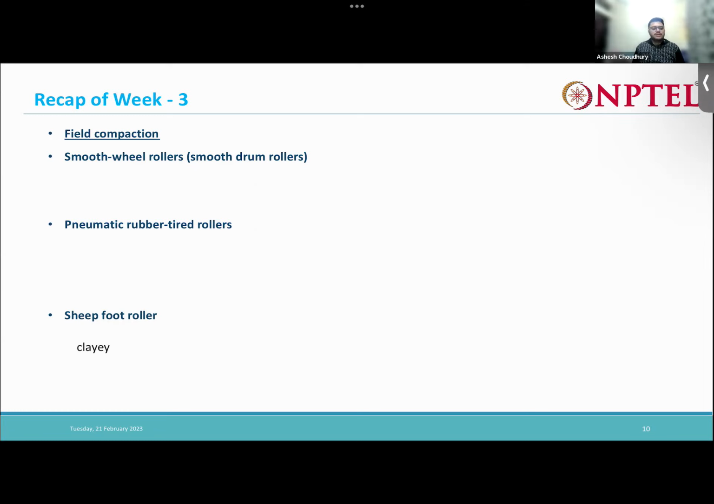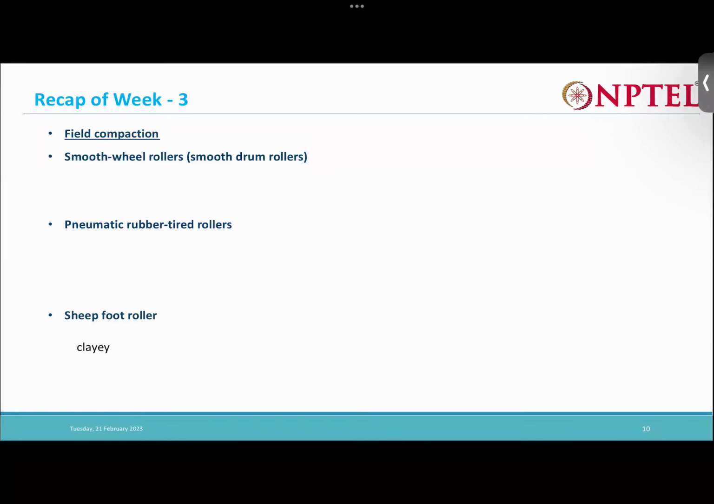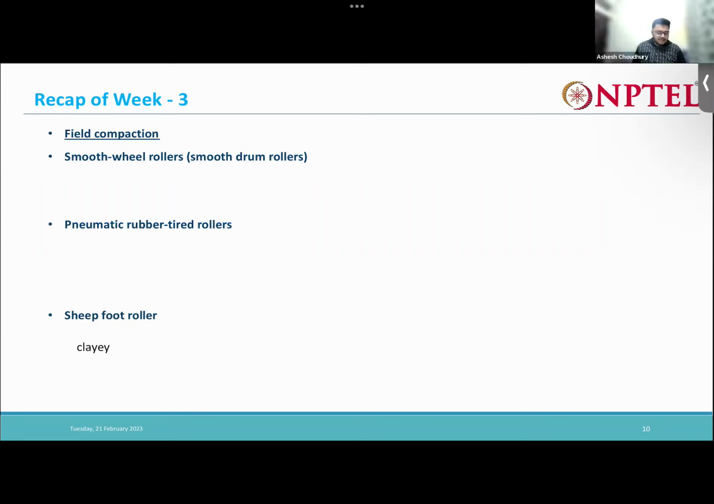So what we need to do is use rollers. There are many types of rollers. The first kind is the smooth wheeled roller, or smooth drum roller. These are very common types of roller, seen from villages to cities, everywhere, even in village road construction and small road construction. They have smooth, cylindrical wheels, front and back. That's why they are known as smooth wheel rollers.